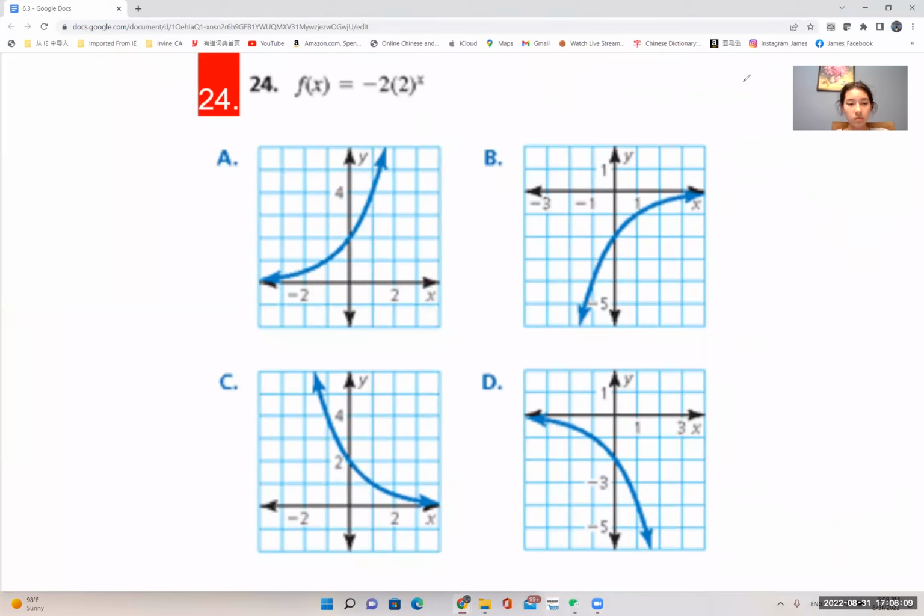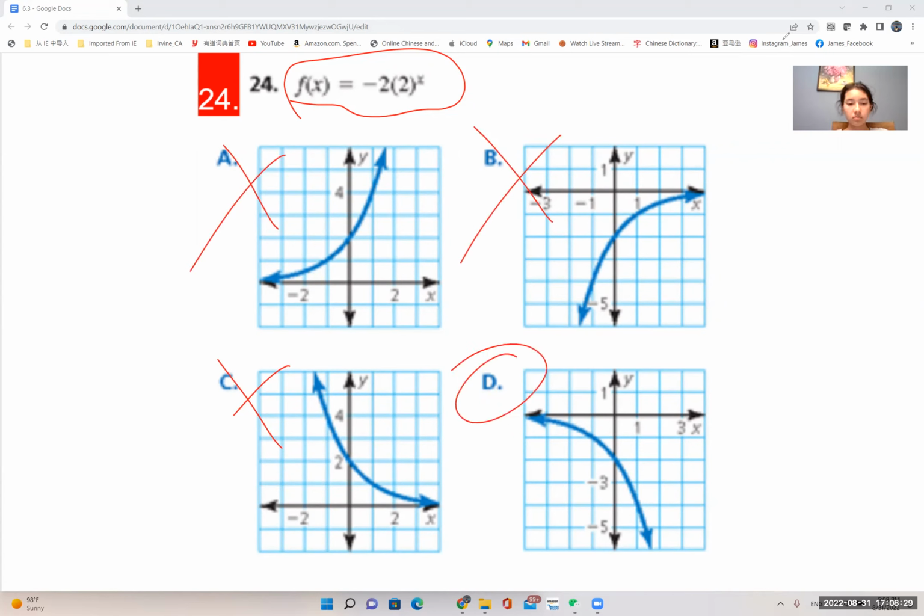Find some key points on this graph. Then check: if a graph does not pass through this point, then it's not the answer, right? So for example, if D is not, A is not, B is not, then of course D is the answer, right? So the key thing is how you can find some points, or even key points, on this function. Can you find someone?